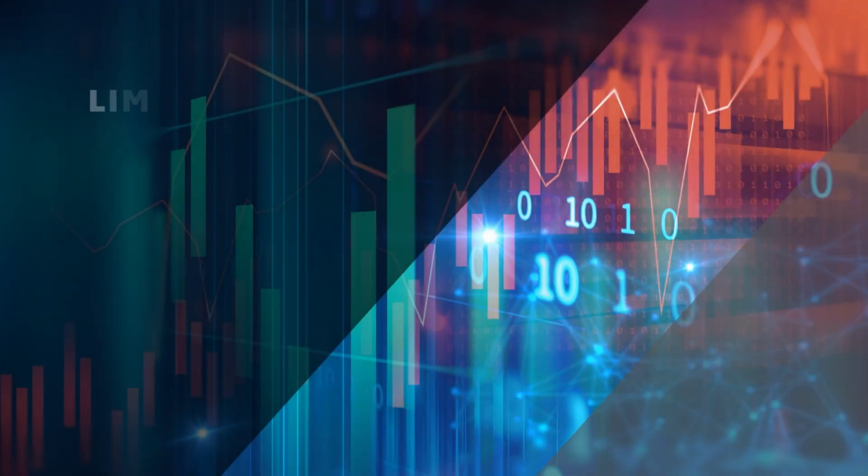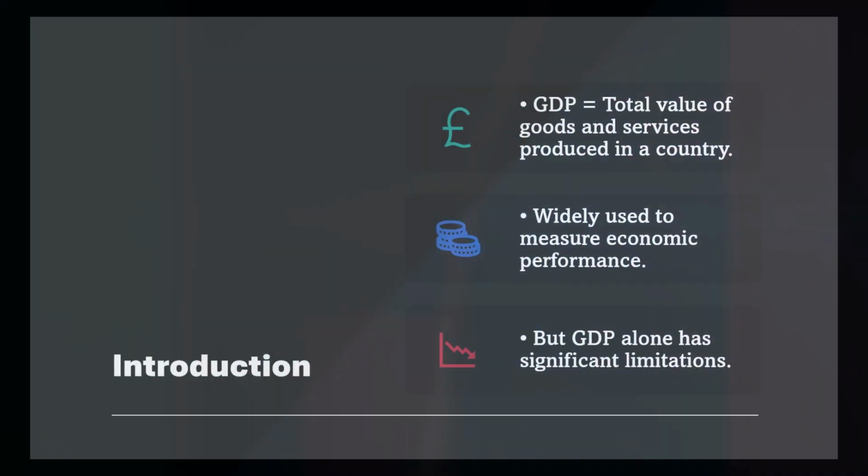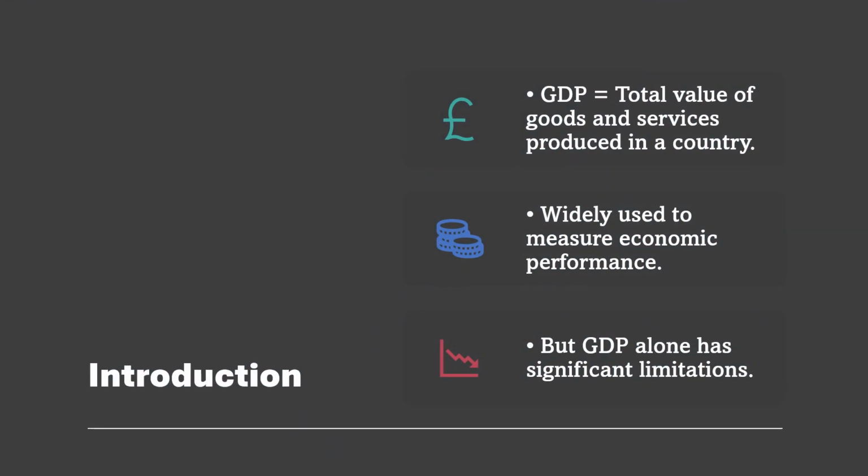The limitations of GDP as a measure of economic progress. Gross domestic product (GDP) is one of the most widely used indicators to measure a country's economic performance. It represents the total value of goods and services produced within a country in a specific period. While GDP is a useful tool for understanding economic activity, relying on it as the sole indicator of progress has significant limitations. Here's why.